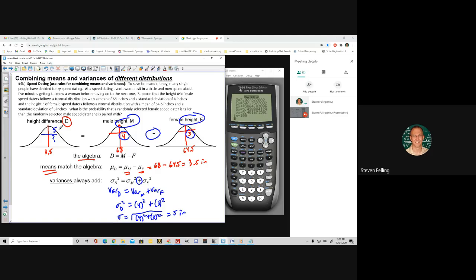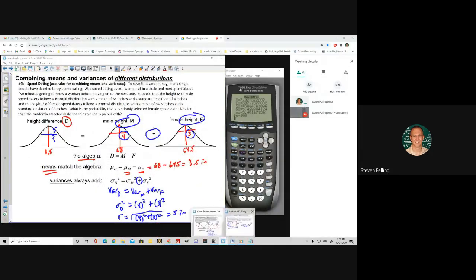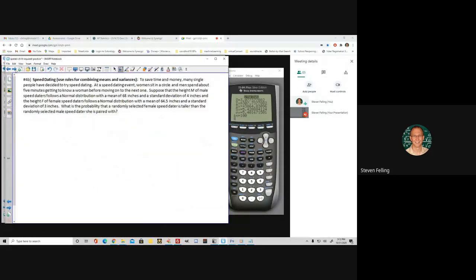All right. So that's in fact how we would solve the speed dating problem without having to do a simulation. Let's go back and we'll do it again. This is in the packet. This is another page to fill in. So I want to show you what I would write if I was writing this up. I wouldn't do a simulation. I would do it using the rules for combining means and variances. I like to write out little pictures.